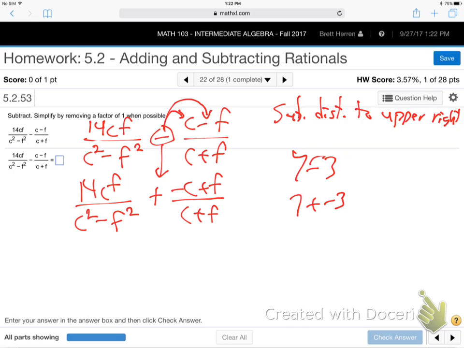Good for step 1 there. So there we go, subtraction distributed to the upper right. We never subtract. It's just so easy to forget that minus sign. So minus sign, subtractions in the middle, distribute to the upper right. Okay. Now, what's the next step?